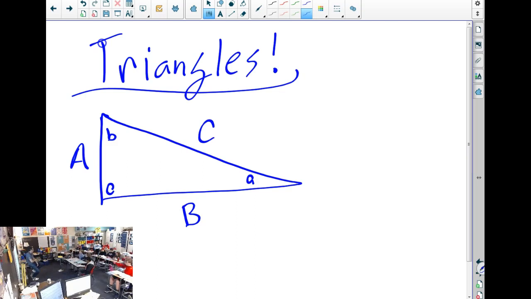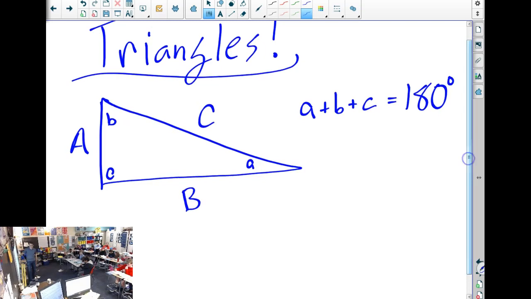Well, we've got the pieces and parts labeled, Joey. That no matter what, the angles of the triangle always add up to 180 degrees. Yeah, so we formalize this: little a plus little b plus little c, because those are the angles, will always equal 180. All three.